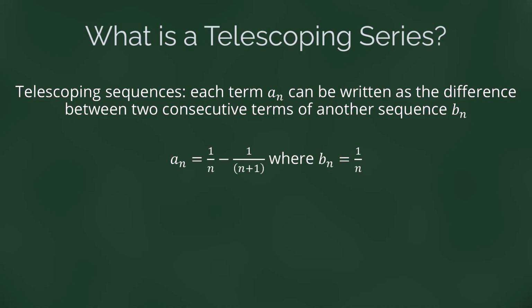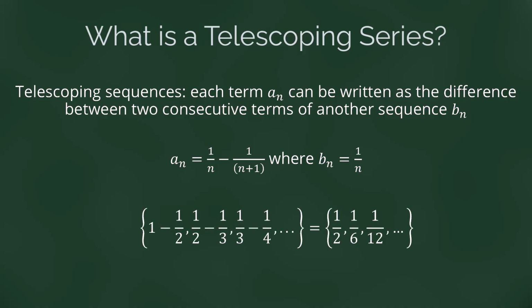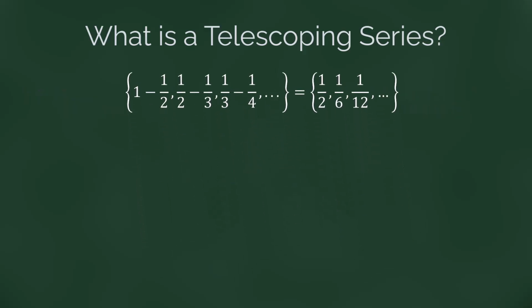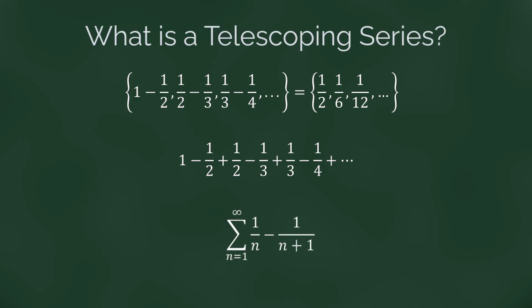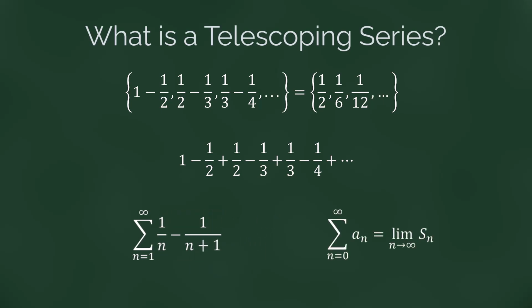So in other words, if we look at the sequence a sub n is 1 over n minus 1 over n plus 1, we can see that each term is the difference of two other terms. That sequence becomes 1 minus 1/2, 1/2 minus 1/3, 1/3 minus 1/4, and so on and so forth. When we decide to add the terms together in our sequence, it turns into a series. This series can be written as the sum from n equals 1 to infinity of 1 over n minus 1 over n plus 1. Just as we've seen before, we're going to evaluate them by using the limit of their partial sums.